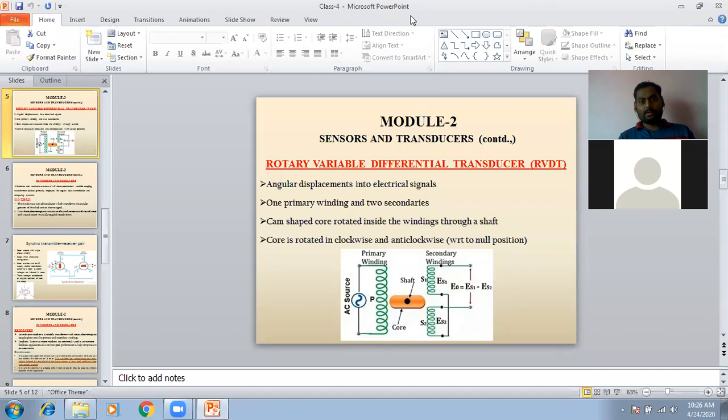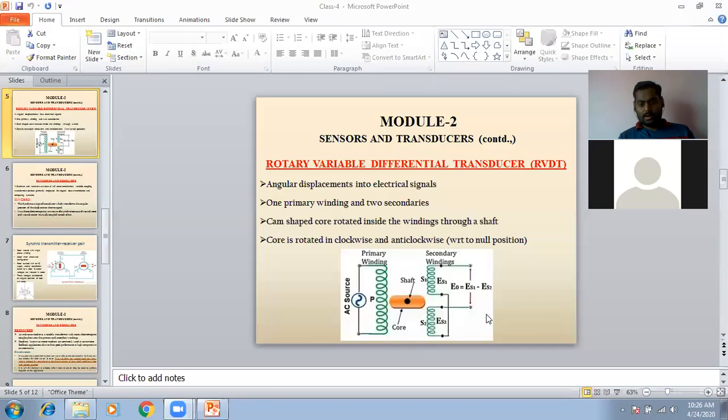One second, I will show. If the shaft makes some angle theta here, what will happen is that the voltages induced in S1 and S2 will change. Depending upon that, the magnitude of the voltage gives the angular displacement made by the core that we are going to measure. I hope you are getting my point. So this is nothing but RVDT.